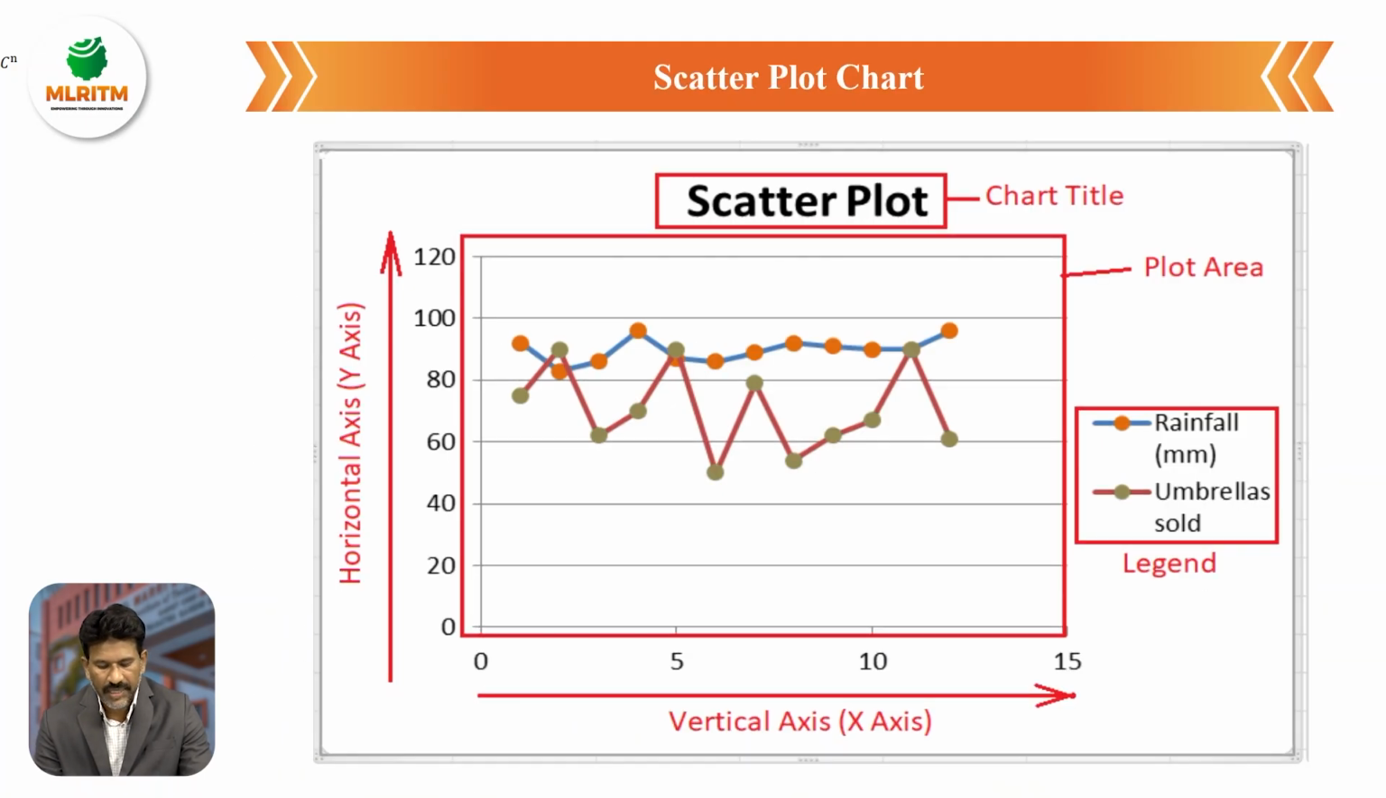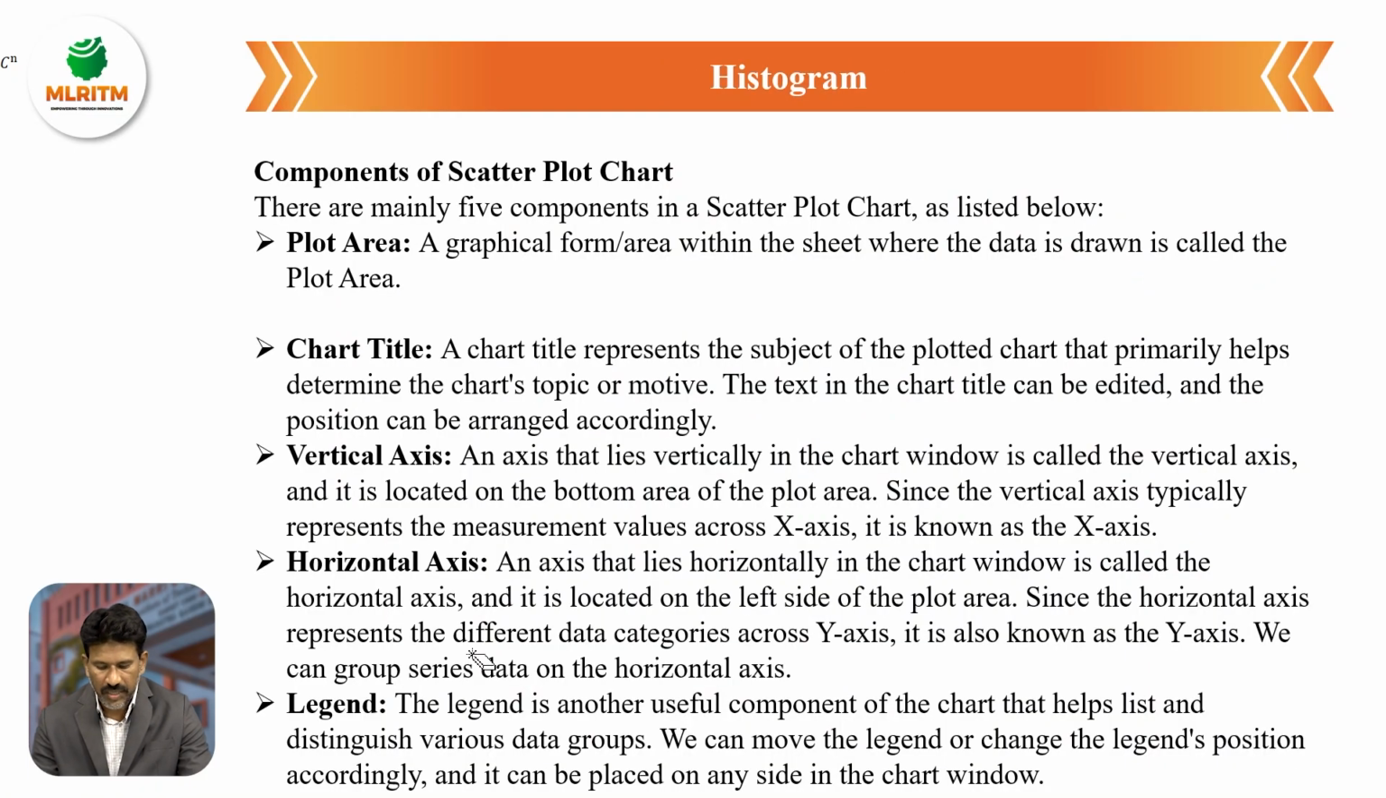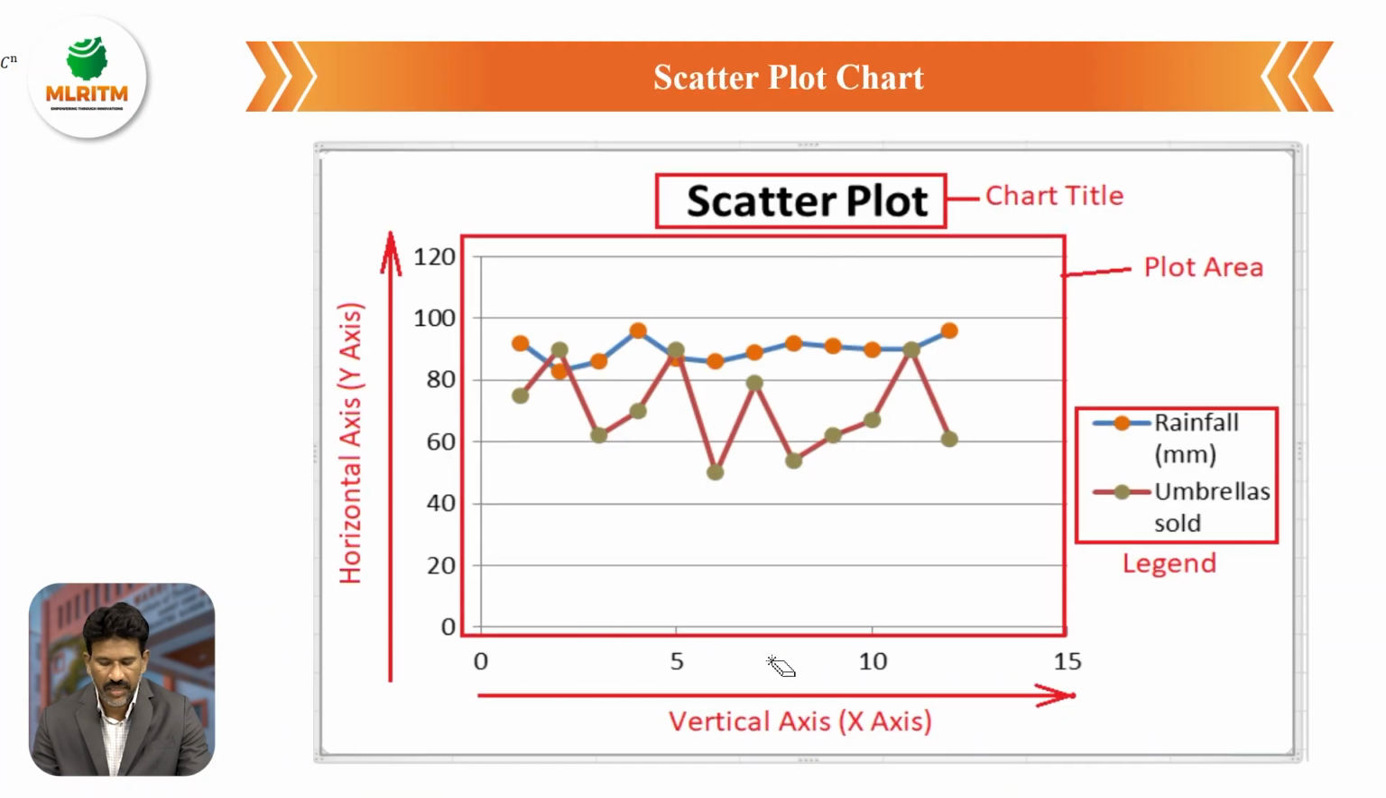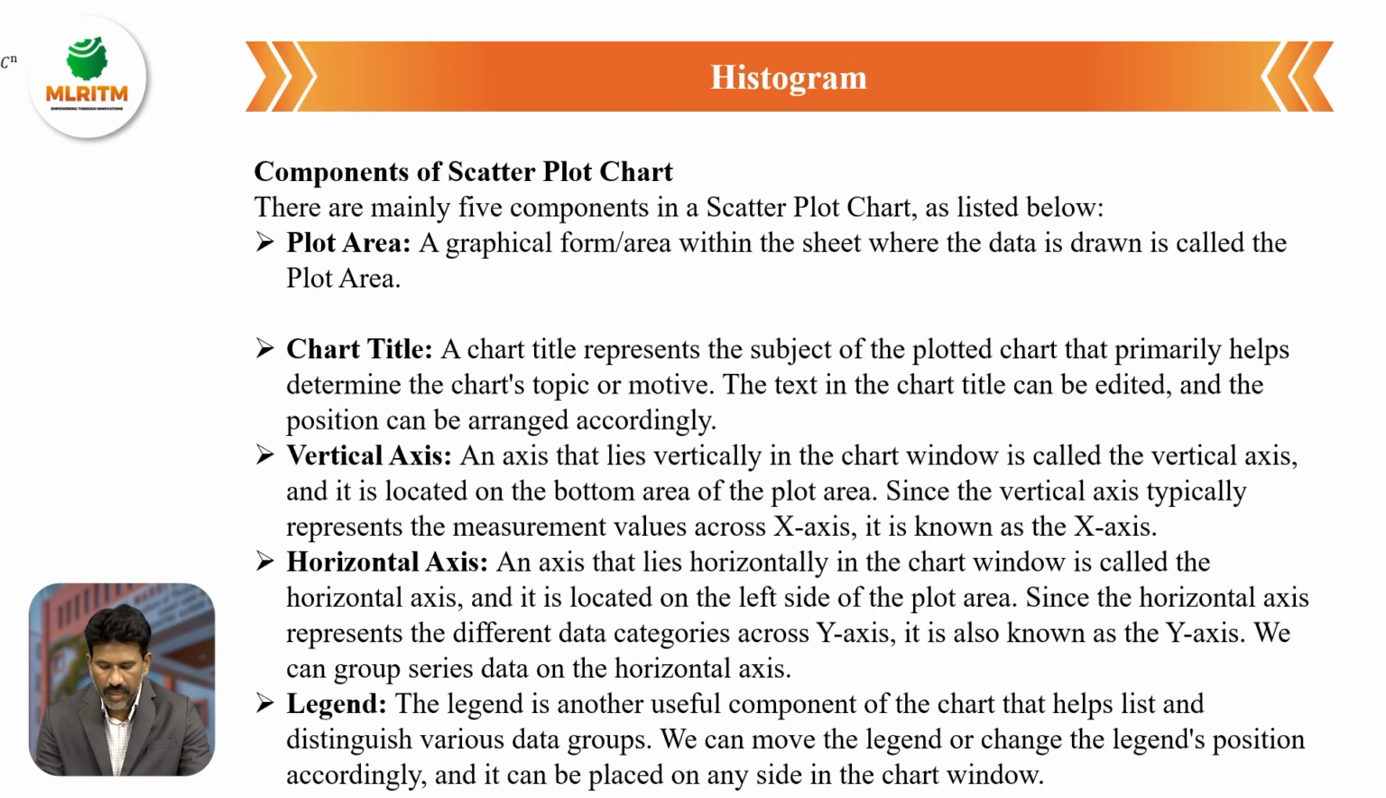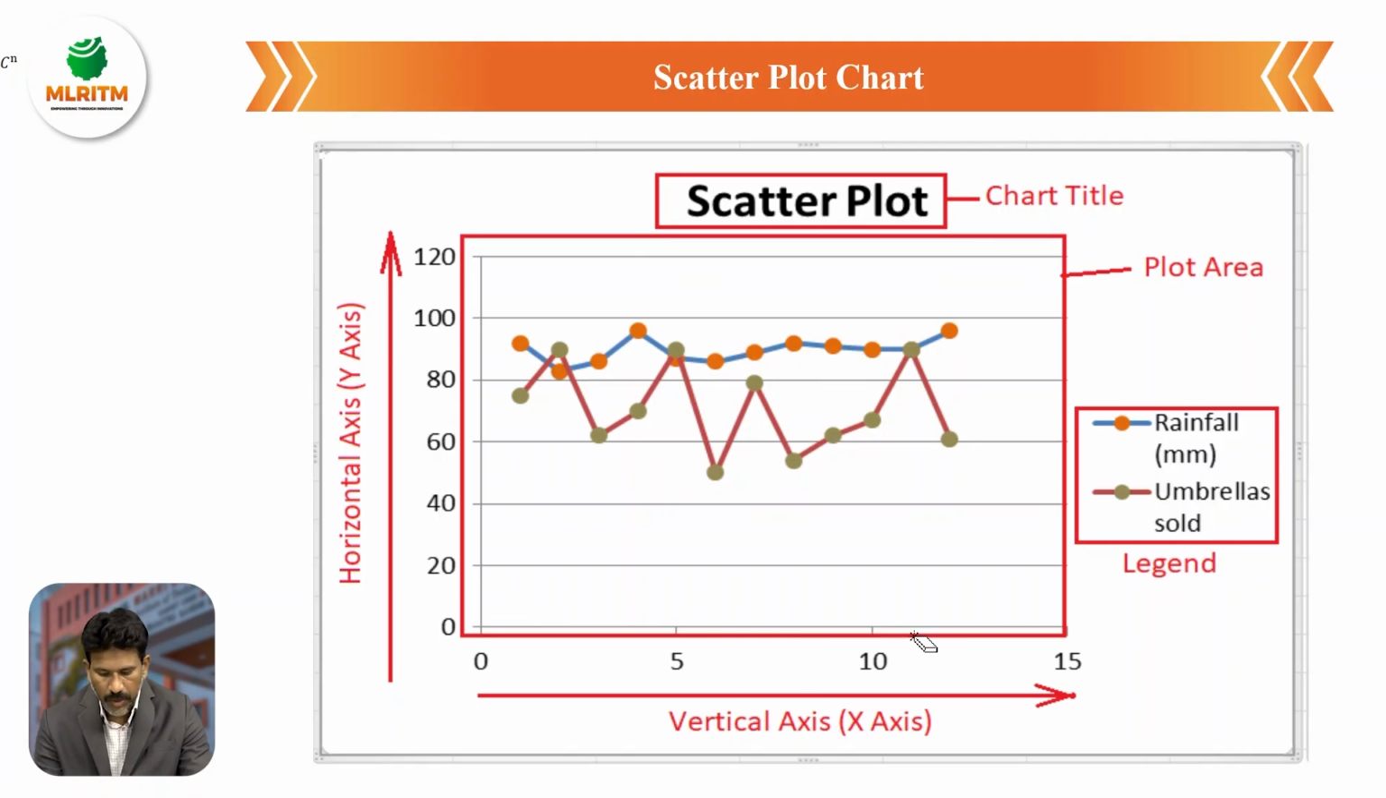Then coming to the horizontal axis, we can also call it the y-axis. It represents the left side of the plot area. This entire box we can call the plot area. The down part of the plot area we can represent as the x-axis, and the left side part we can call the y-axis.